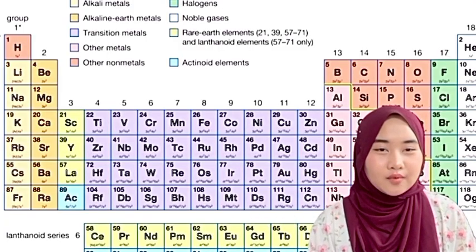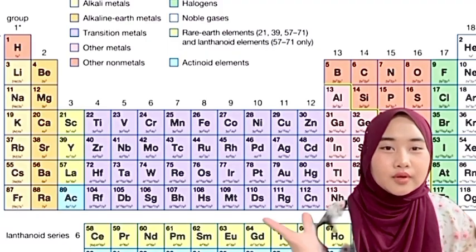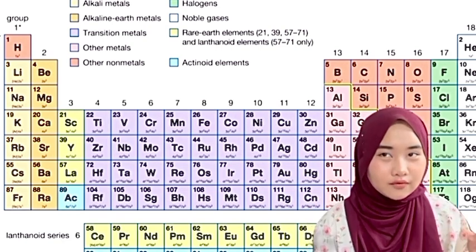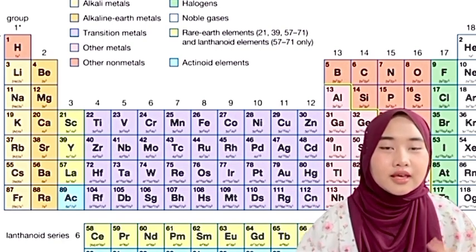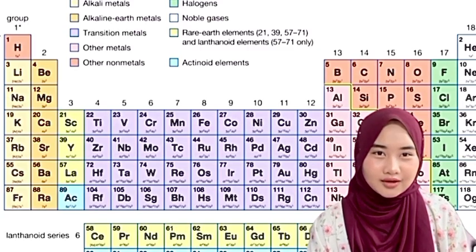So, the periodic table is a systematic arrangement of all chemical elements organized based on their atomic number and electron configuration and recurring chemical properties. Let's move to the next part, which is organization in row and column.